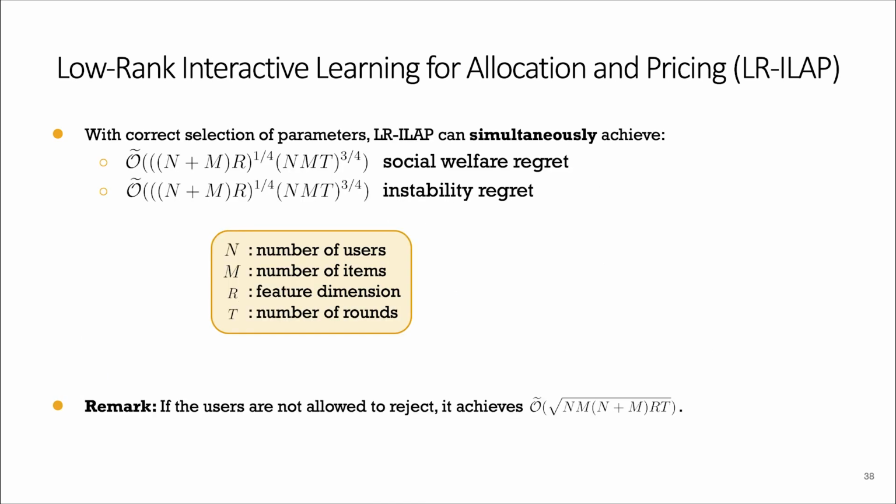So with the correct selection of parameters in the low rank setting, our algorithm can simultaneously achieve these amounts of social welfare regret and instability regret. We note that this regret amount is still sublinear in t with order 3/4, and it means that on average we achieve no regret. And as an additional remark, if the users are not allowed to reject, then we can also achieve square root t regret.